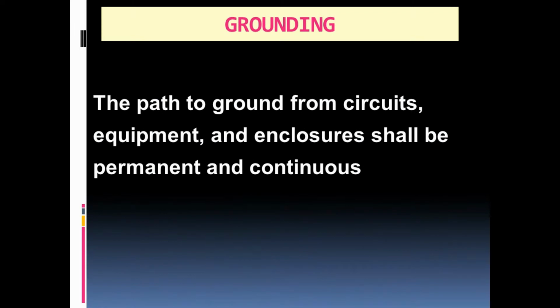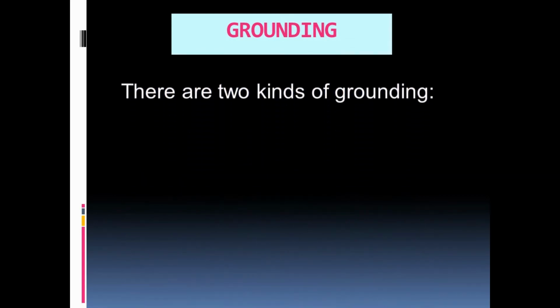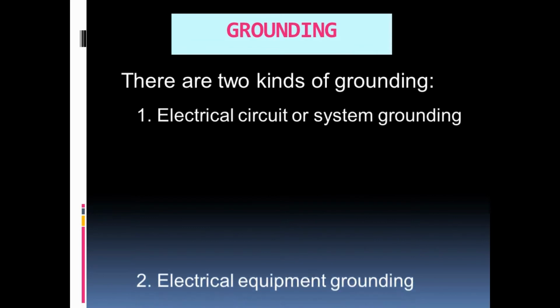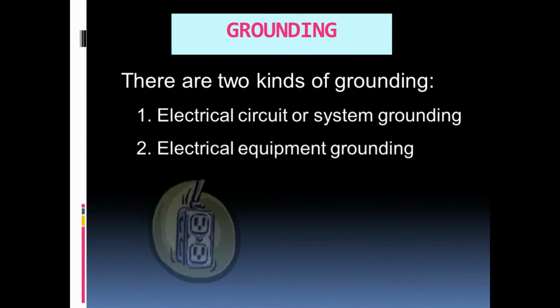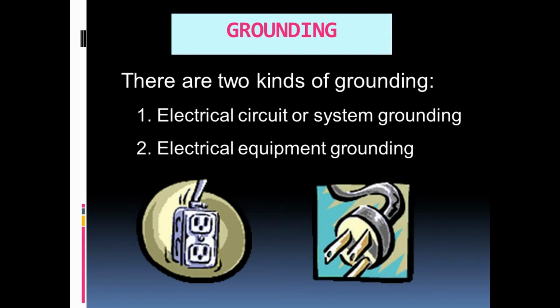The path to ground from circuits, equipment, and enclosures shall be permanent and continuous. Grounding continuity. There are two kinds of grounding: 1. Electrical circuit or system grounding. 2. Electrical equipment grounding, as illustrated.